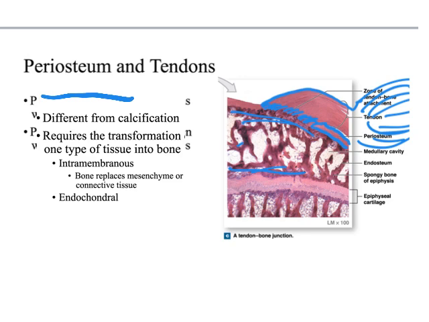And this happens in multiple parts of the body. It's different from calcification as well. Calcification would be taking that osteoid and making it hard by adding calcium minerals to it. So we already talked about how it requires the transformation of one type of tissue into bone, and there are two different kinds: intramembranous and endochondral, and we'll see some examples on the next slides.